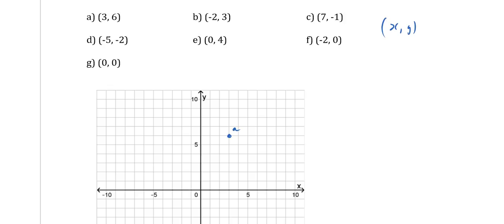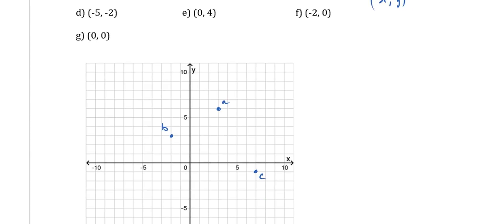B is -2, 3, so I'm going to go left 2 and then up 3. C is 7, -1, so I go over to 5, over 2 more, and down 1. So this is even good for our mental math, because we're always adding a little bit or subtracting a little bit from 5. -5, -2 is D.